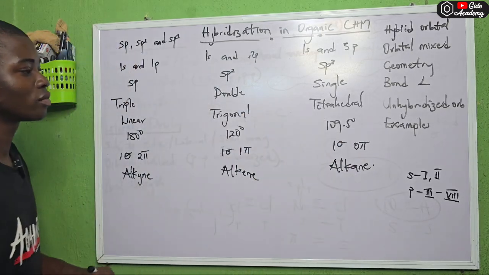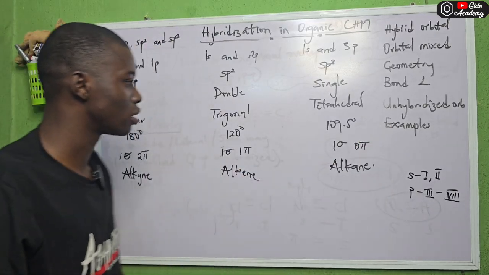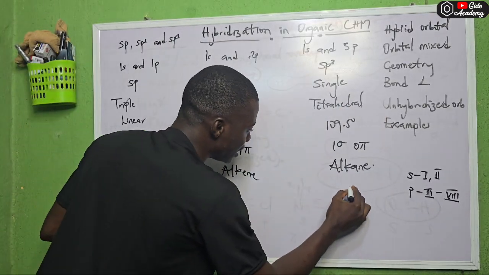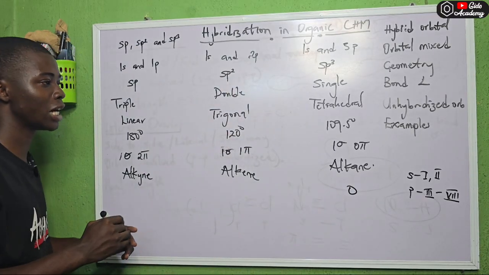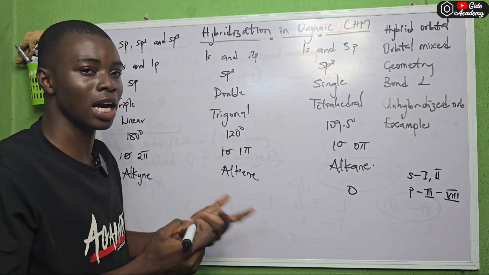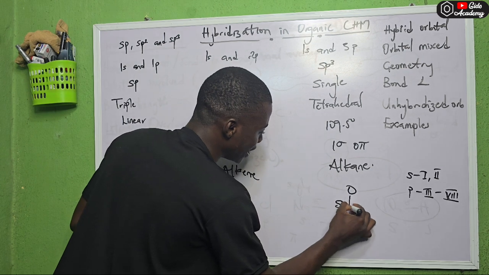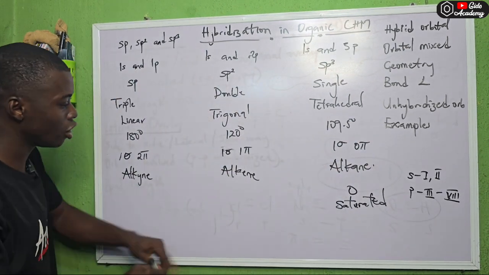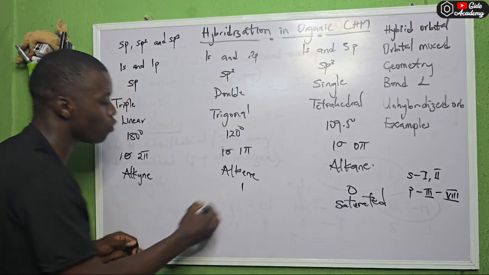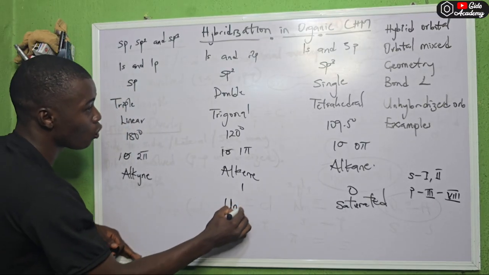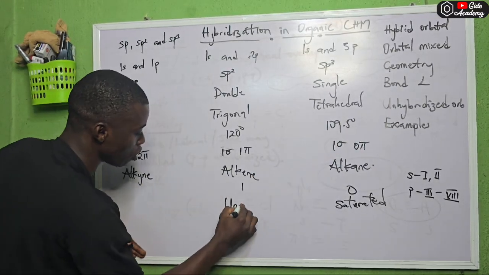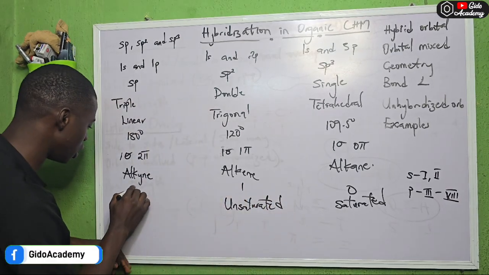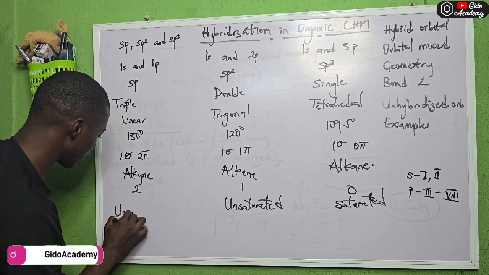What are the unhybridized orbitals? Here I have 0. There's no unhybridized orbital, which means all the orbitals are used. Because of that, we always say they are saturated. Then how many unhybridized orbitals do we have here? We have 1. Because of one unhybridized orbital, they are unsaturated. For this one, it is 2. It is unsaturated.